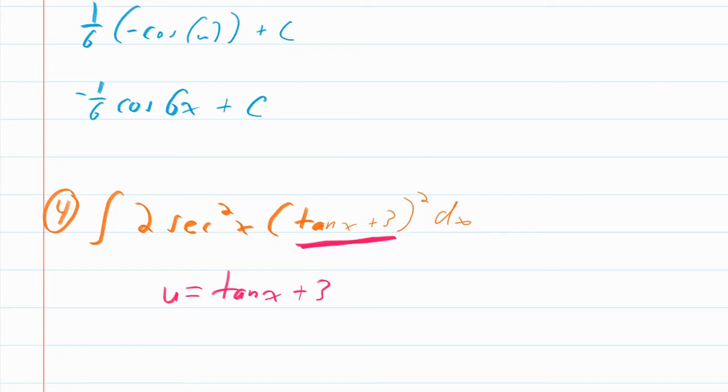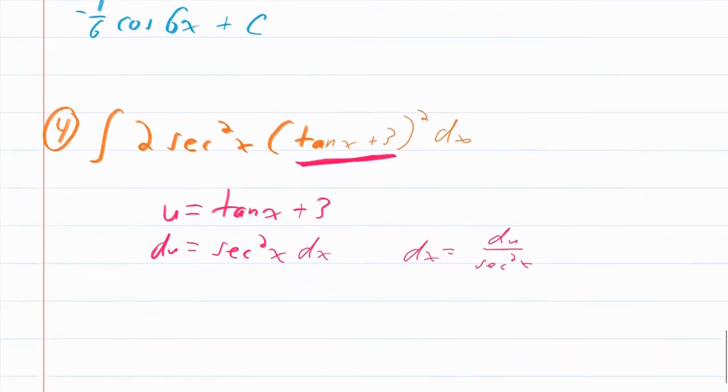And sort of like very competent chess players, you want to look ahead just a step and realize that the derivative of this is going to be equal to the secant squared that you need to cancel right there. So that's going to take care of that secant squared x. Don't forget your dx. Because dx is going to be equal to du divided by secant squared x. I like these problems a lot because they tend to work themselves out very nicely. You have that 2 that just moves out in front.